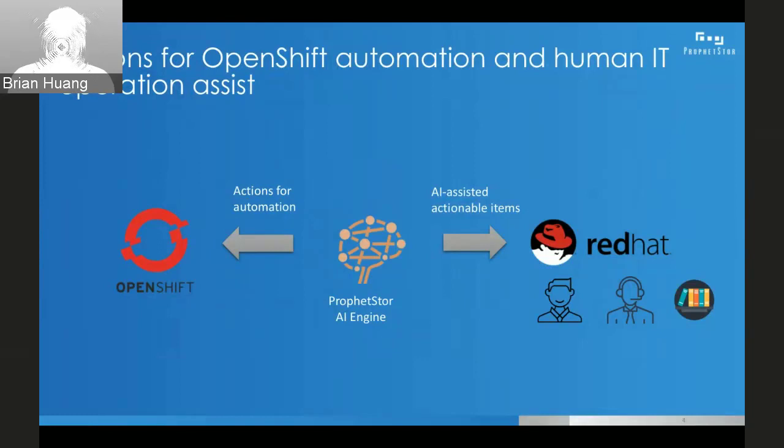The action provided by Federated AI is not only for OpenShift to automate the operation of containers. We also provide AI-assisted actionable items for support staff or engineering staff, and try to find a solution from the knowledge base.